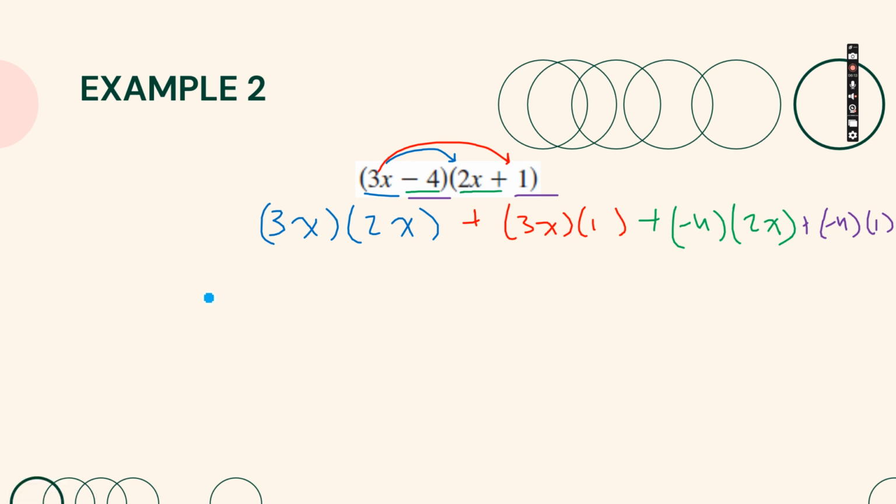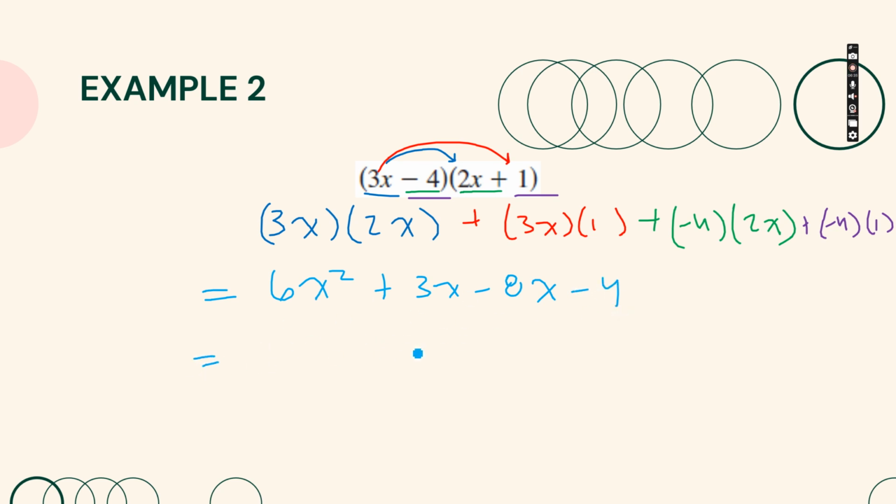3 times, I'm trying to pick a color that we didn't use yet. 3 times 2 gives you 6. x times x gives you x squared. 3x times 1 just gives you 3x. Negative 4 times 2x. Negative 4 times 2 gives you negative 8. Then we just write the x right next to it. And negative 4 times 1 gives you negative 4.